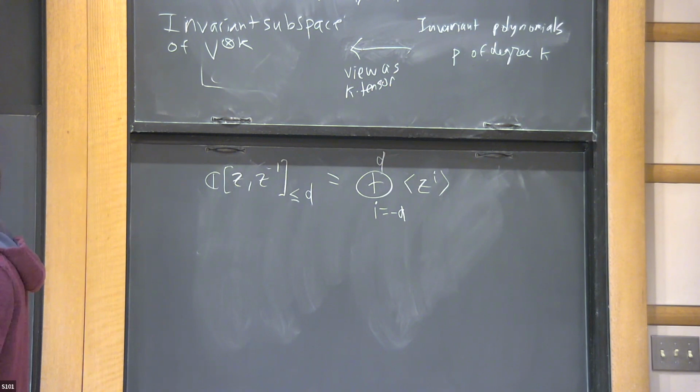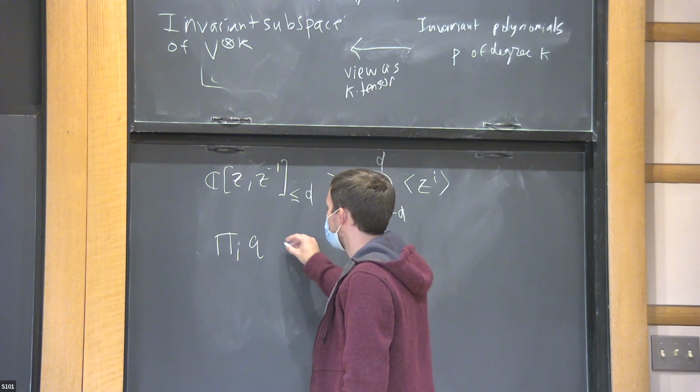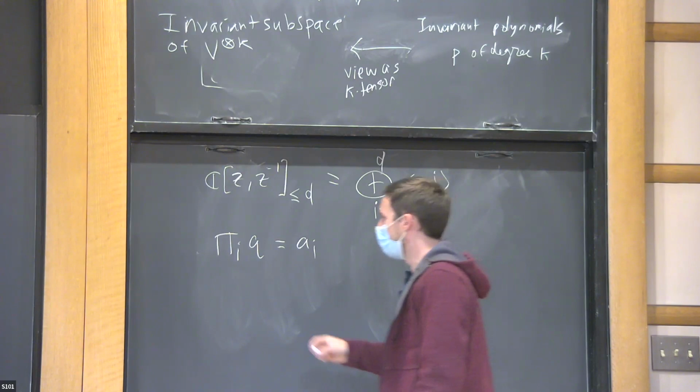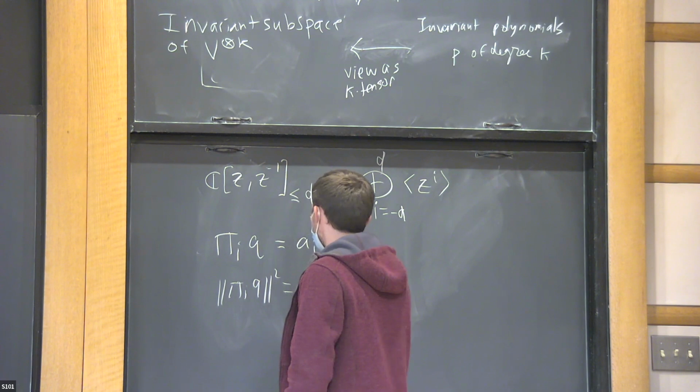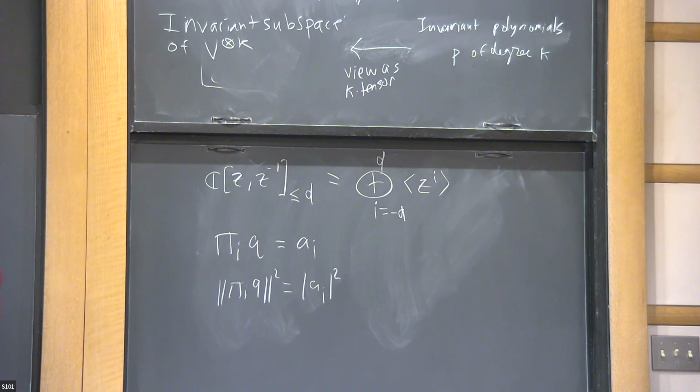And so this projection, let's call it pi_i of Q, is basically just the i-th coefficient. And if you look at the norm squared, it would just be i squared. So this random variable is just an integer random variable. That's all it is.